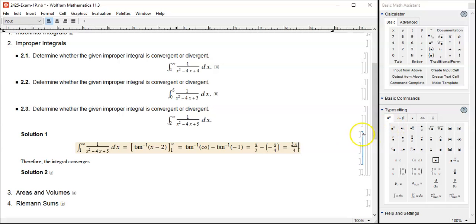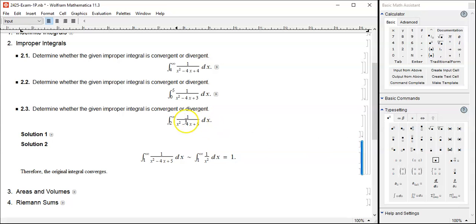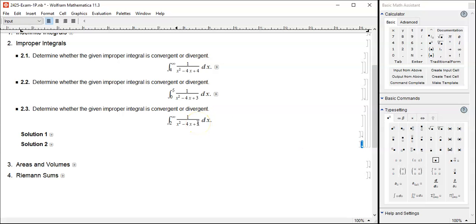You can actually calculate it. But of course, you don't really have to calculate. You can simply use the comparison test. And this integrand is asymptotically equivalent to 1 over x squared because that's the highest order term. And this one is convergent, so that too is convergent as well. You can answer like that, by the way.